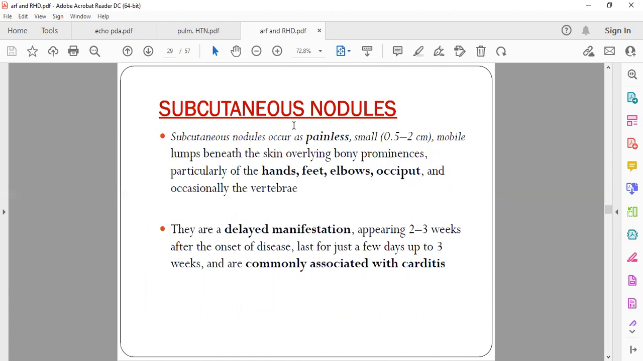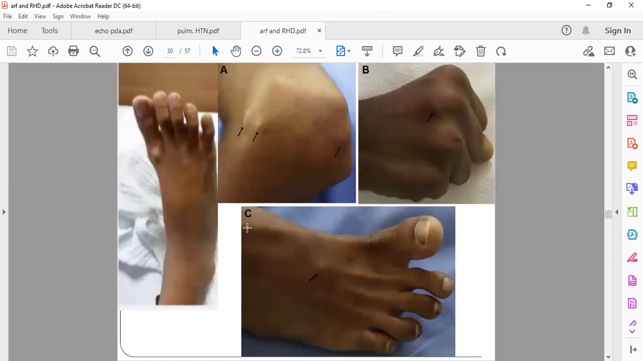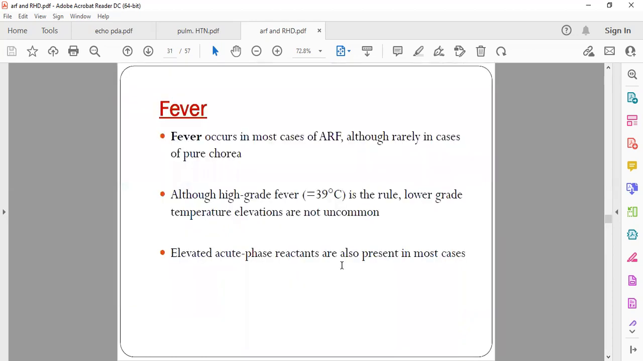They are commonly seen over the bony prominences: hands, feet, elbows, and occiput, which is the back of the head. They are all painless nodules, and this is also one of the delayed manifestations, commonly seen associated with carditis. You can see the prominence of these nodules here at the great toe and near the elbow and other bony prominences.